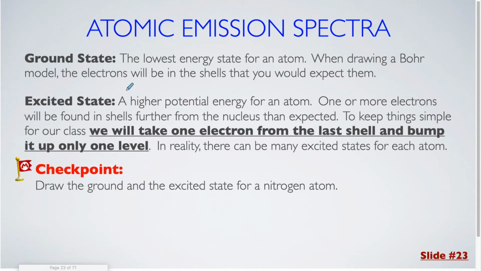The ground state is the lowest energy state for an atom. When drawing a Bohr model, the electrons will be in the shells that you would expect them to be in. For the excited state, this is a higher potential energy for an atom. 1 or more electrons will be found in shells further from the nucleus than expected. To keep things simple for our class, we will take 1 electron from the last shell and bump it up only 1 level. In reality, there can be many excited states for each atom.